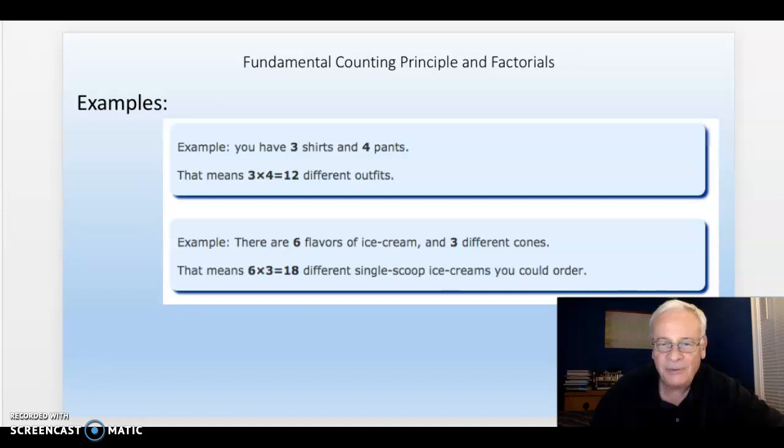Or another example would be you have 6 flavors of ice cream and you have 3 different cones. 6 times 3 is 18. There's 18 different single scoop ice cream cones that you can make, different combinations of ice cream flavors and cones.